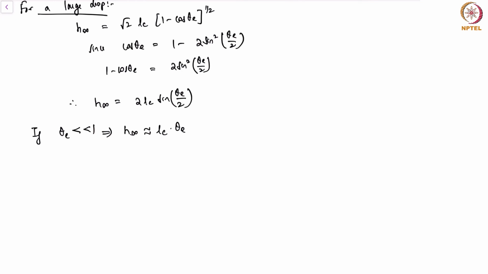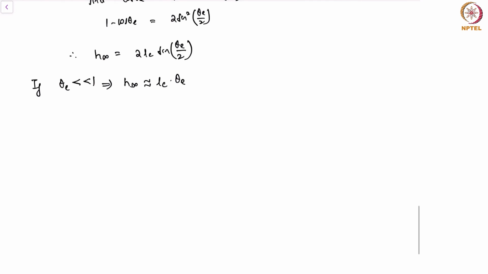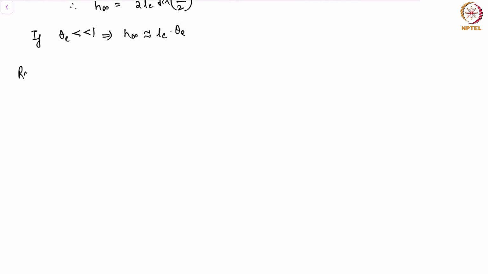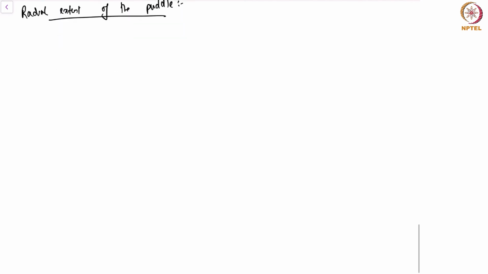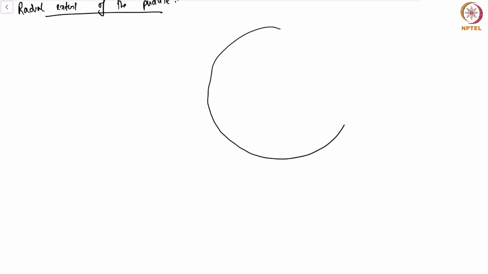Okay, this is true for drops which make a very narrow angle, for very hydrophilic surfaces. Okay, now what about the radial extent? The radial extent of the puddle. So let's consider you've created a puddle on the surface, and the puddle approximately takes a nearly circular shape, and the goal is we want to find out what is the radius of this puddle, right?